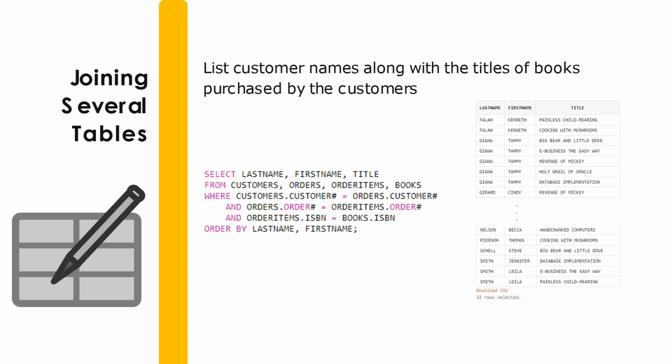That is why it is necessary for us to join the customers with the orders table, the orders table with the order items table, and the order items table with the books table. And we can see the equality conditions in our where clause. Customers.customer number should be equal to orders.customer number. Orders.order number should be equal to the order items.order number. And order items.isbn should be equal to books.isbn.